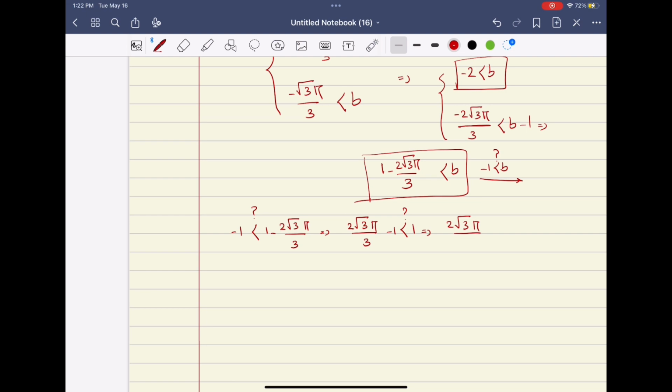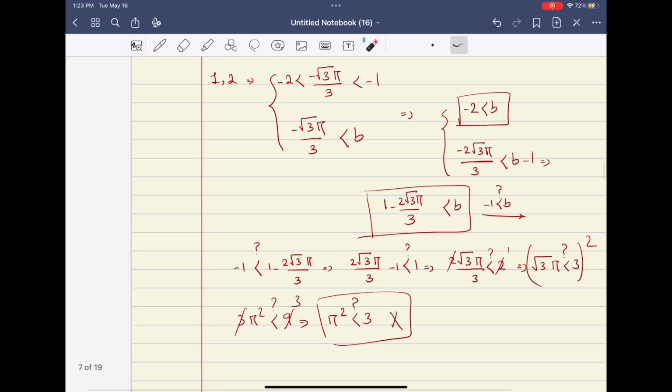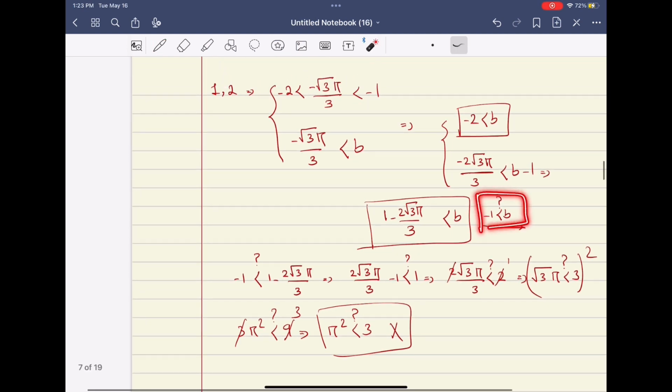So we will have 2 root 3 pi over 3 less than 2. The 2's cancel out each other. Root 3 pi over 3 less than 1, or root 3 pi less than 3. We are going to apply a power of 2 to both sides of the inequality. So is 3 pi squared less than 9, or pi squared less than 3? No, it is not. So it means that the inequality that we generated is not correct.